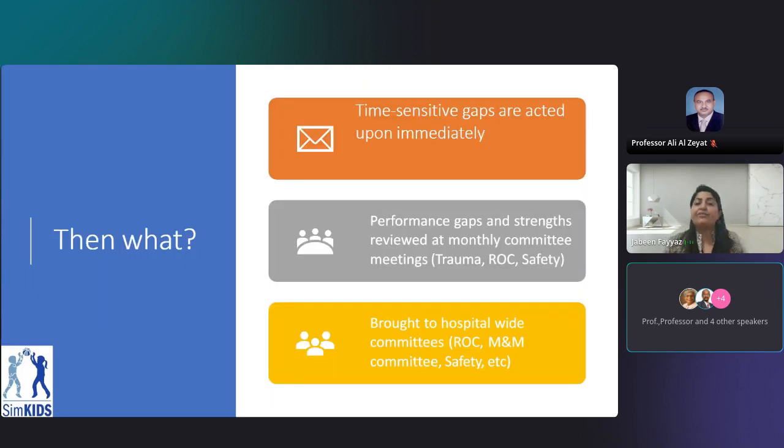So once we identify them, what will we do? Time-sensitive gaps are acted upon immediately. The performance gaps and strengths are reviewed at the monthly committee meeting. We have created this ED Resuscitation Oversight Committee where we review all these gaps and will send them to the Education Committee if it is an educational intervention. We send it to the Quality and Safety Committee if that kind of intervention is related. So they will do some action and they will relay back to us.